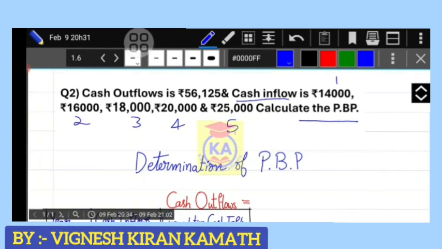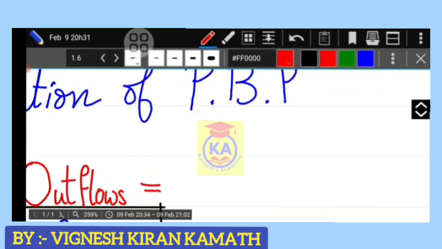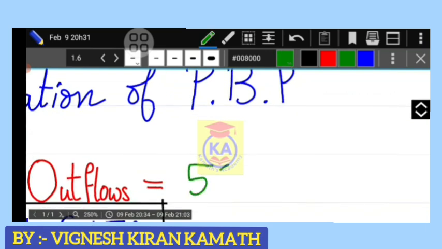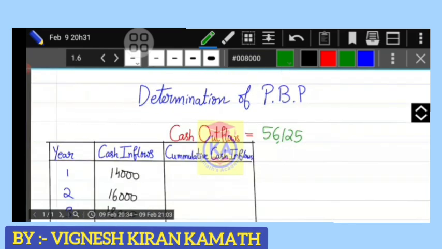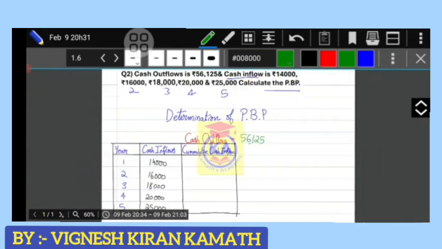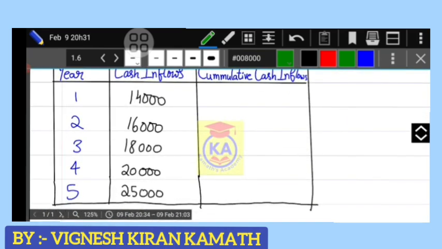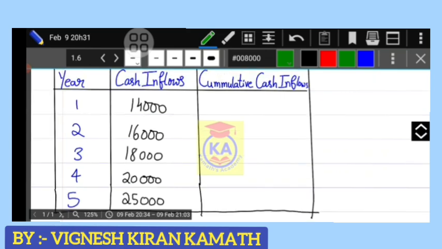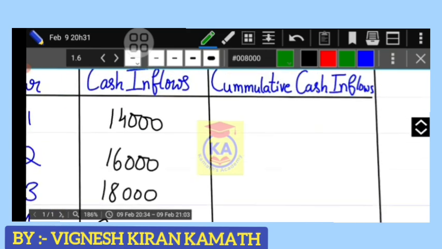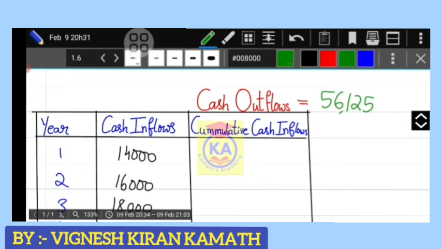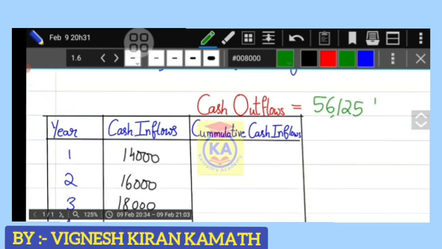First, write the heading: determination of payback period. Second, write the cash outflows. Given outflow is 56,125, right? Then the cash inflows I have already written: 14,000, 16,000, 18,000, 20,000 and 25,000. Now we have to take the cumulative value. How to take the cumulative value? While taking the cumulative value, keep on looking at this.